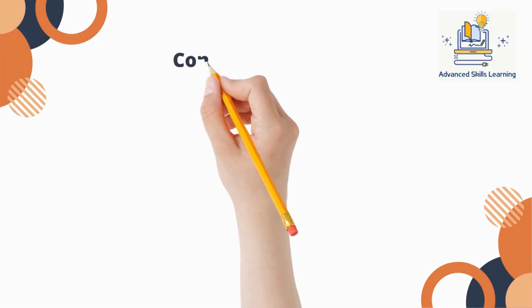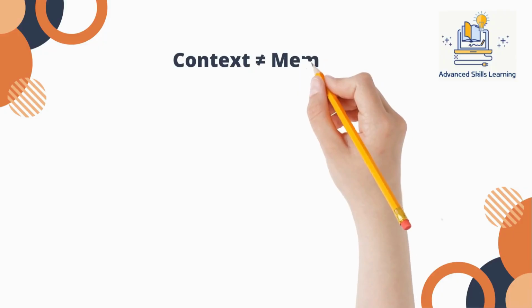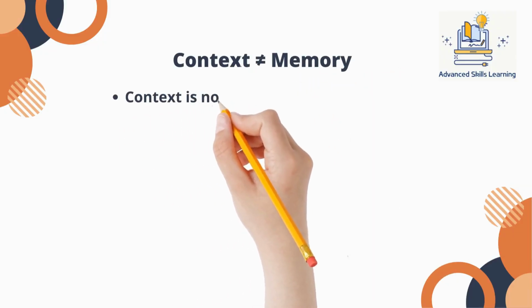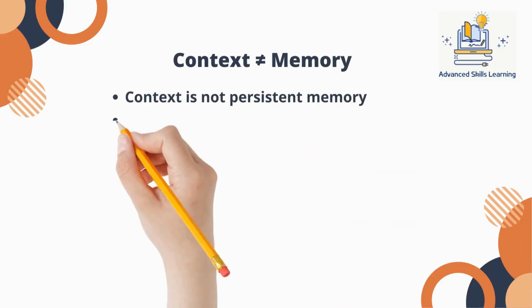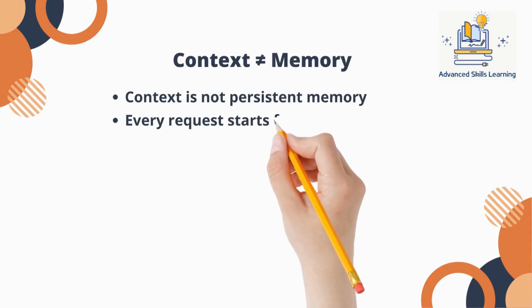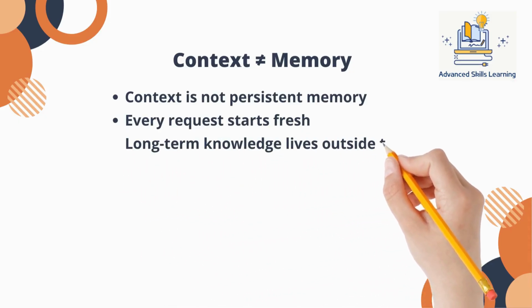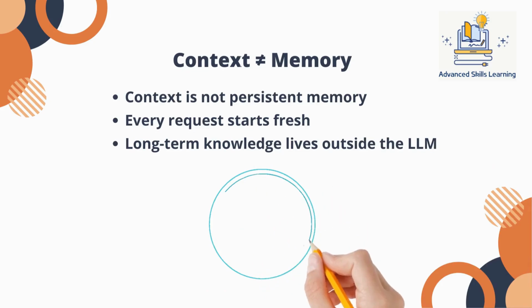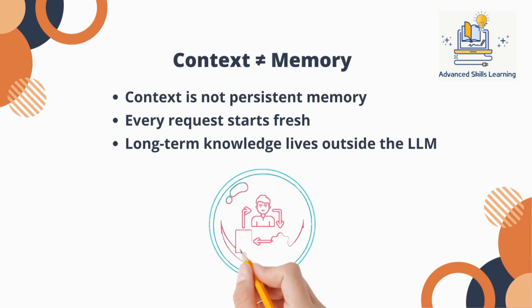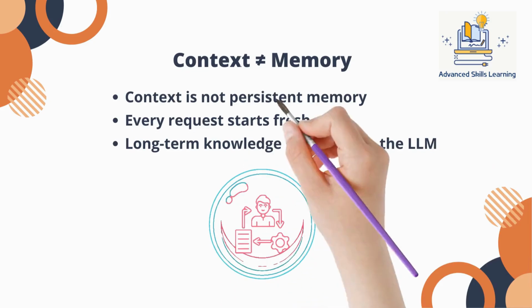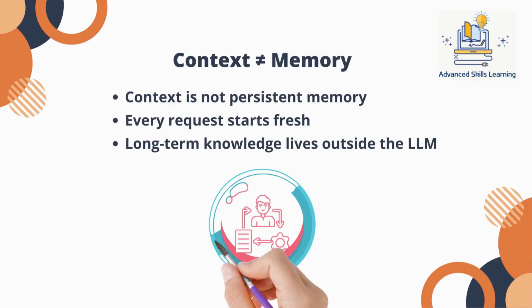It's also critical to understand what context is not. Context is not memory. It does not persist across requests. Every call to the model starts fresh, and anything you want the model to remember must be explicitly sent again. Long-term state belongs outside the LLM, in databases, vector stores, or application logic, not inside an ever-growing prompt.